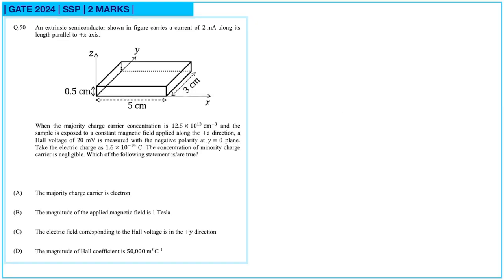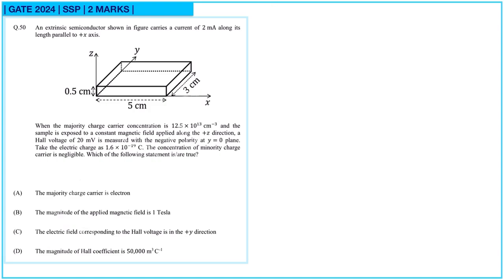Next, question number 50. An extrinsic semiconductor shown in figure carries a current of 2 milliampere along its length parallel to plus x-axis. When the majority charge carrier concentration is 12.5 into 10 raised to 13 per centimeter cube and the sample is exposed to a constant magnetic field applied along plus z direction, a Hall voltage of 20 millivolt is measured with the negative polarity at y equal to 0 plane. Take the electric charge as 1.6 into 10 raised to minus 19 coulomb. The concentration of minority charge carrier is negligible. Which of the following statements is or are true?